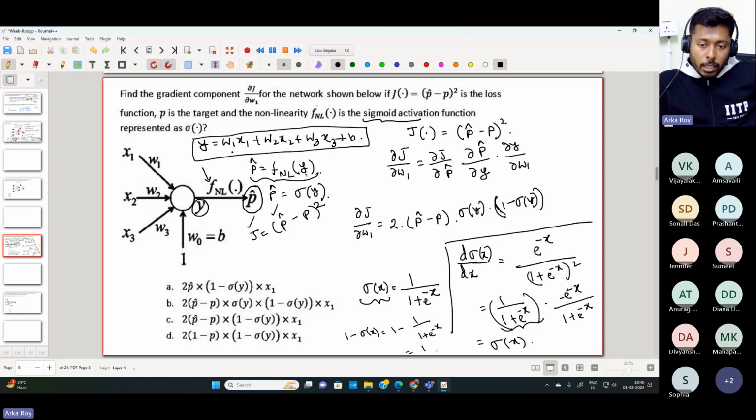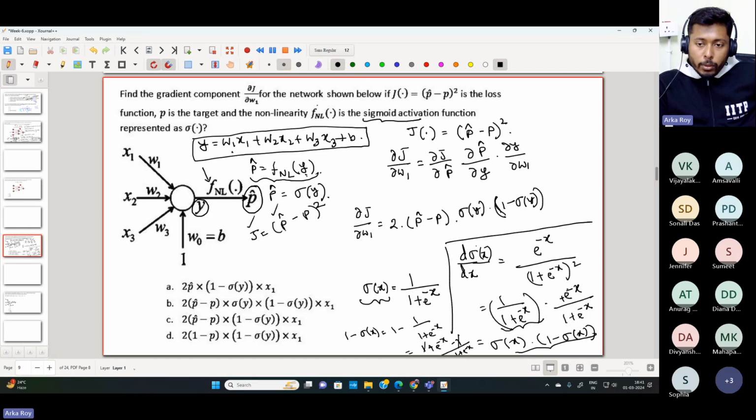So 1 minus sigma x is 1 plus e to the power minus x minus 1 divided by 1 plus e to the power minus x. So 1 will cancel with each other. So you'll see that this is e to the power minus x divided by 1 plus e to the power minus x. So you are getting 1 minus sigma of x.